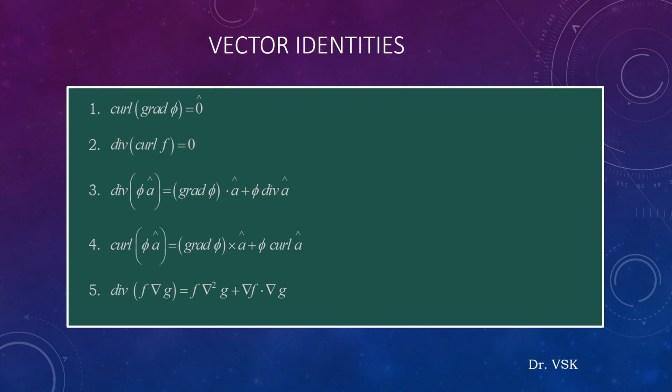So among these 5 identities, we have already proved the first 2 identities. Among the remaining identities, 3 and 5 are scalar identities, but the 4th one is a vector identity.